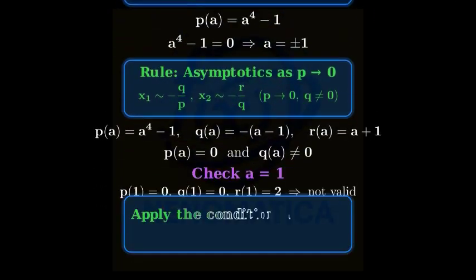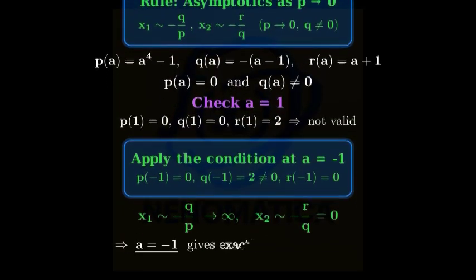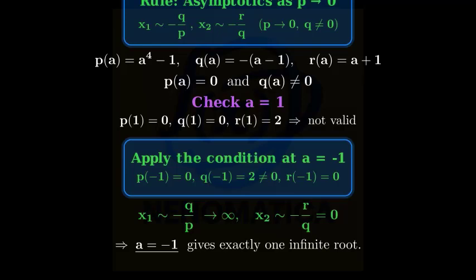At a equals 1, p equals 0, but also q equals 0, so the condition fails. No infinite root is produced. At a equals -1, p equals 0, but q equals 2, which is not 0. Therefore, one root scales like -q over p and diverges, while the other tends to negative r over q, which here equals 0. Hence, only a equals -1 satisfies the requirement.